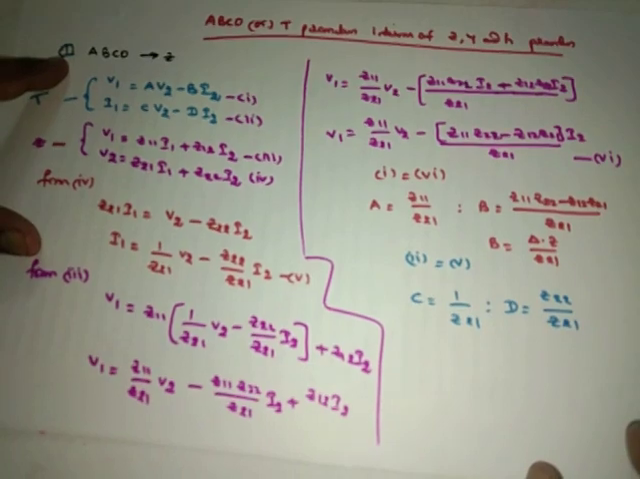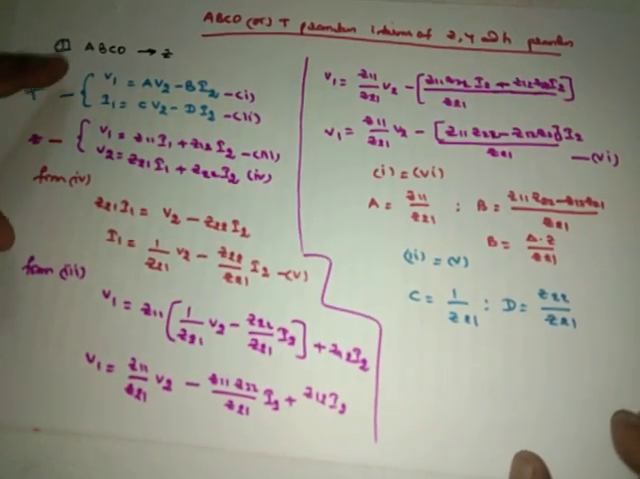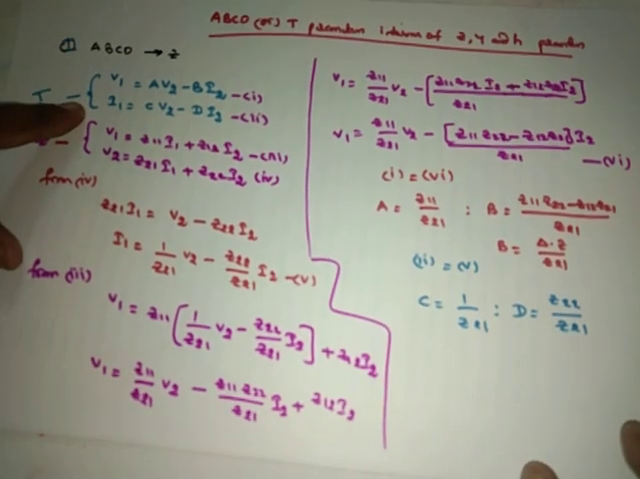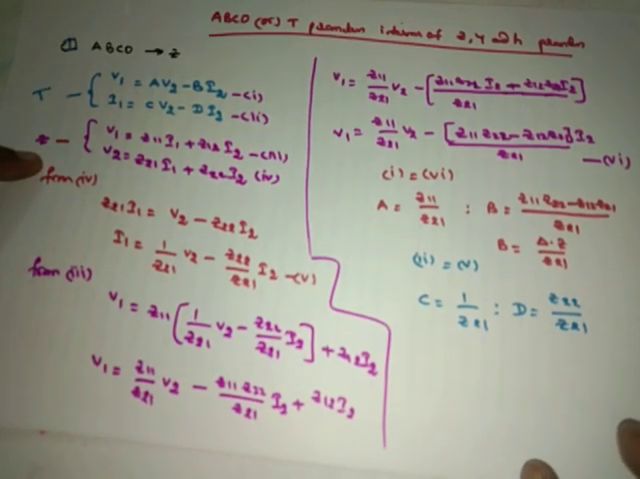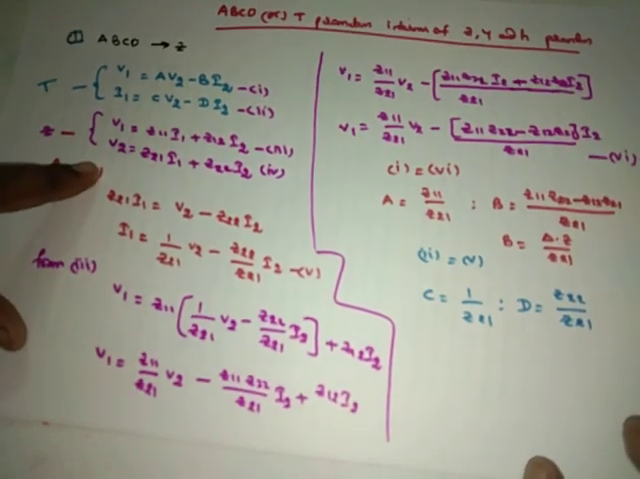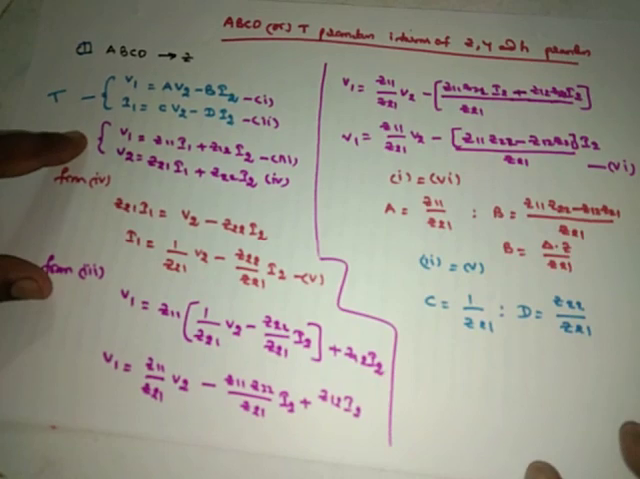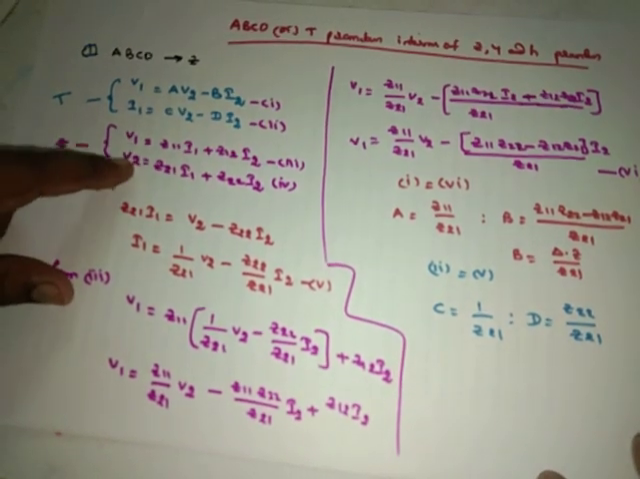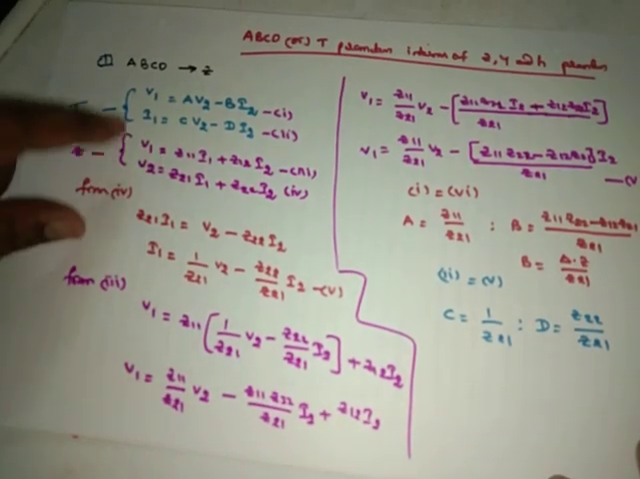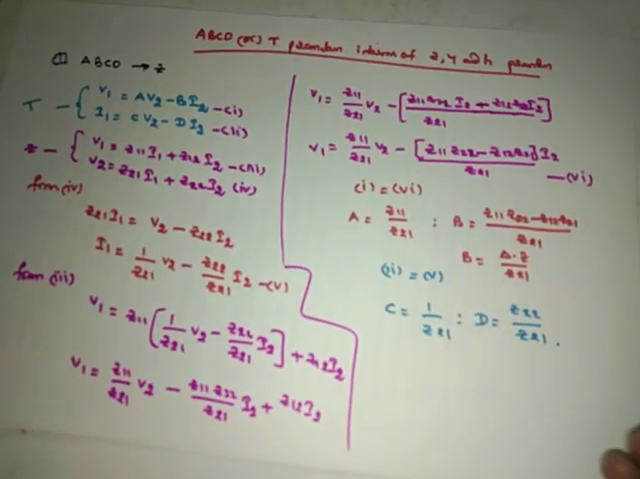Okay, express T parameters in terms of Z. With the procedure, first of all write down the basic equations in T, and the basic equations in Z. Now convert the basic equations in Z in the form of T, right? That means express V1, V2 in terms of V1 and I1.